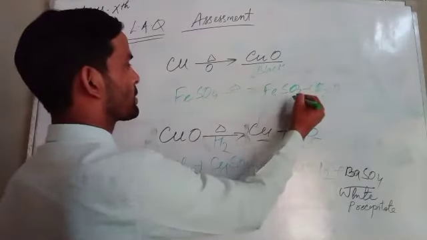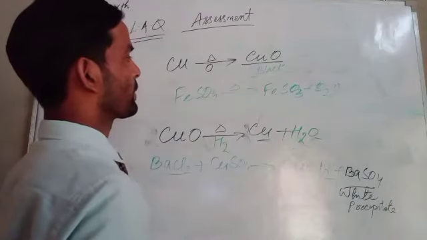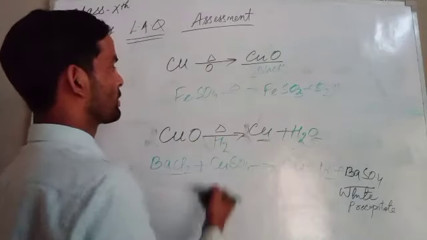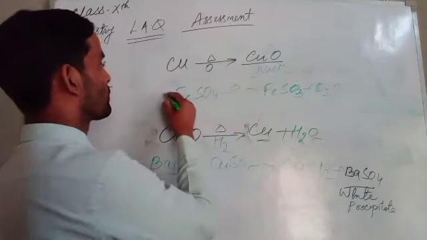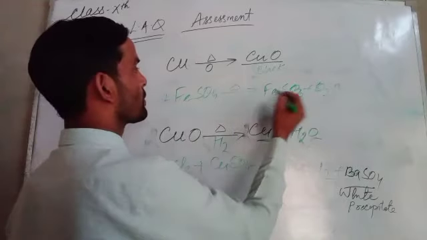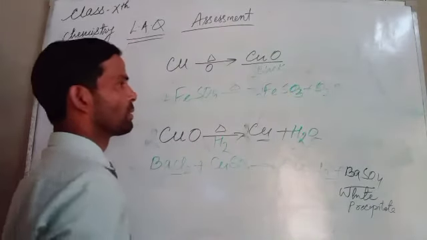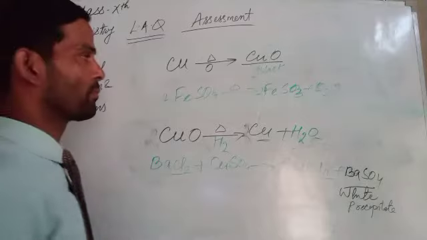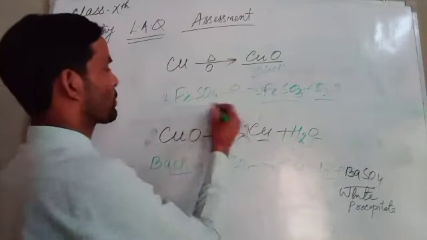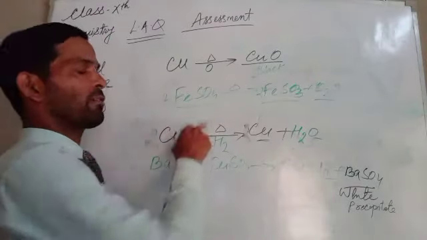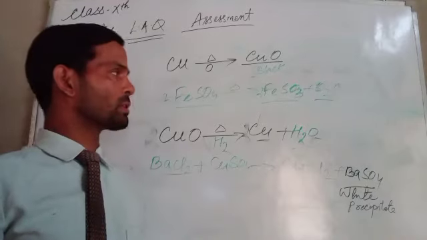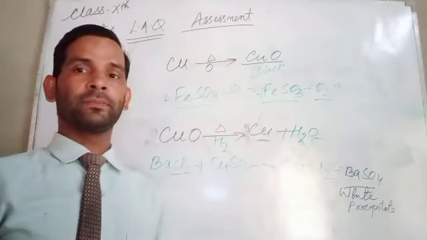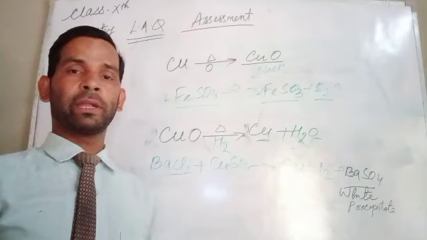Ferrous sulfate, when heated, will form ferrous sulfite plus oxygen. So when ferrous sulfate is decomposed, it will form ferrous sulfite and oxygen is liberated.